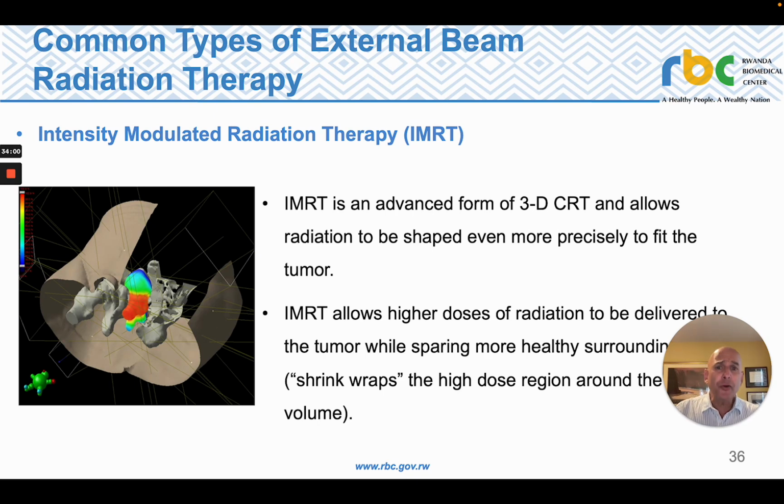The most modern type of delivering radiotherapy is with something called intensity modulated radiotherapy, or IMRT. IMRT is a very advanced form of 3D conformal radiotherapy, and it allows your radiation beams to be shaped even more precisely to fit the tumor. I think of it as trying to shrink wrap your high dose region around the tumor with rapid fall off. So the high dose region is given to the tumor, and the dose delivered to the adjacent structures is much less. So this allows you to give a higher dose to the tumor and also to spare more normal tissue.